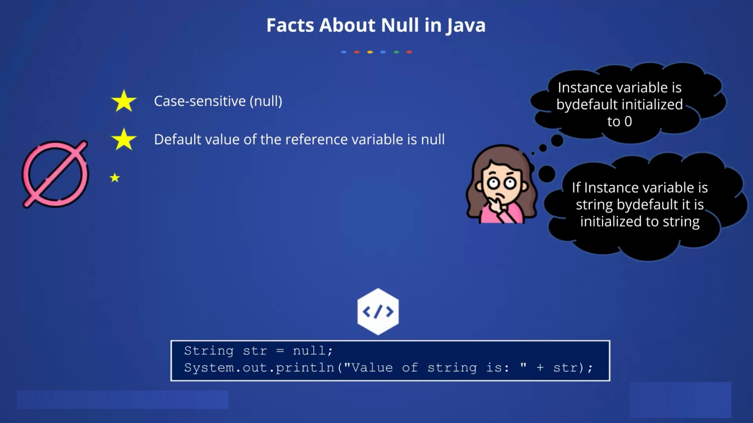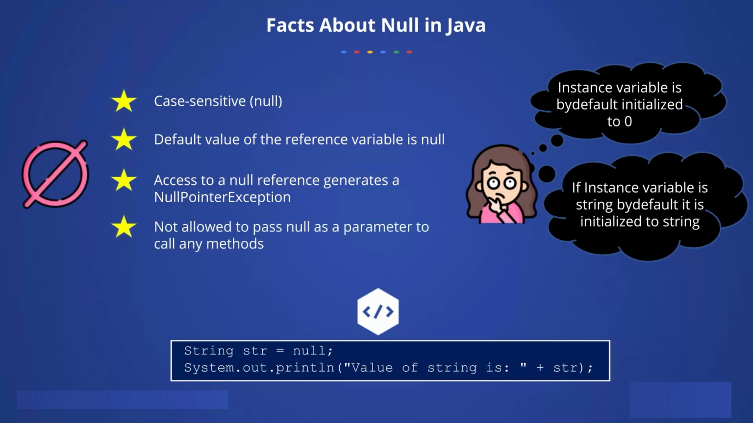One more thing to remember is that any access to a null reference gives you a null pointer exception, because you're accessing a reference variable that points to null. That means it must not point to anything, so that's not possible. Another thing is you cannot pass a null as a parameter when you call any methods. That is also not possible.